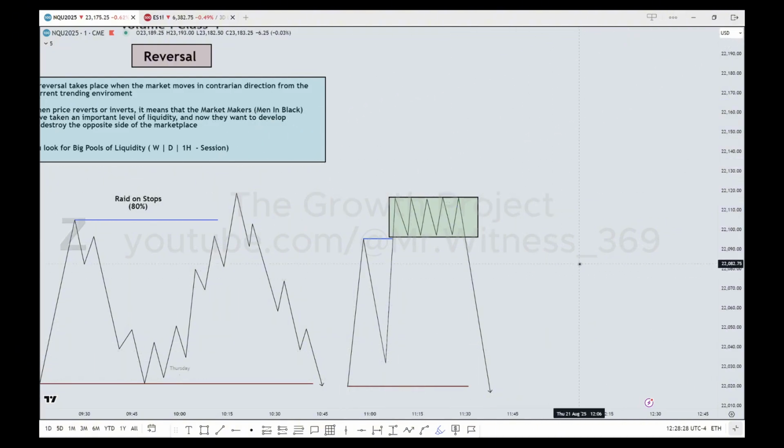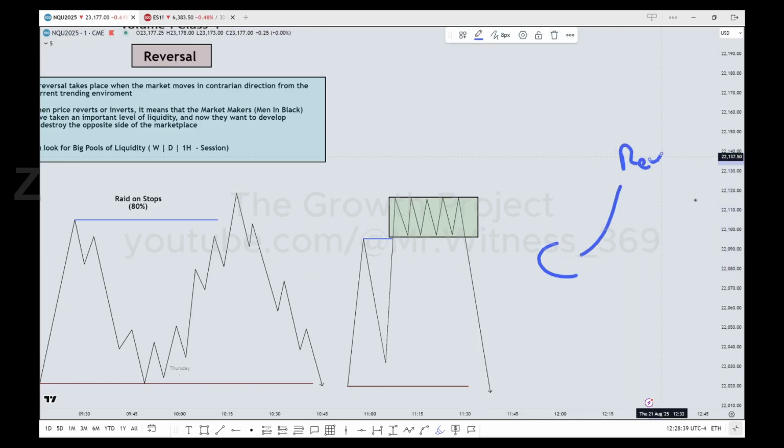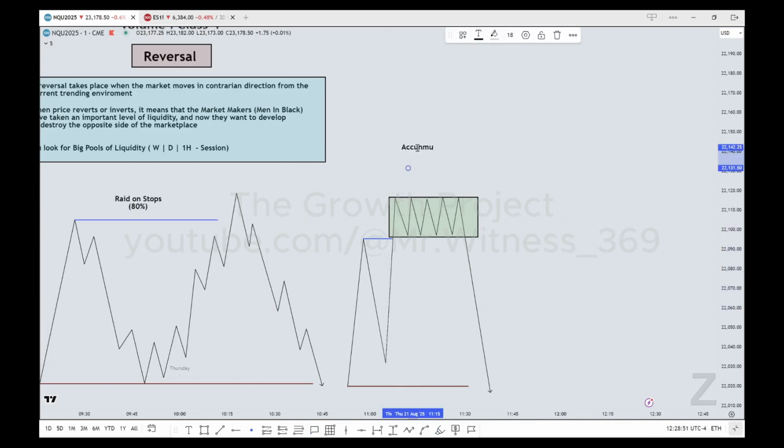Remember in the day that I told you that after a consolidation, you're not going to see a reversal? Just like Dummy showed you there. But if you have a reversal after a consolidation, then that wasn't a consolidation. That was another thing. That was an accumulation. So this is an accumulation.